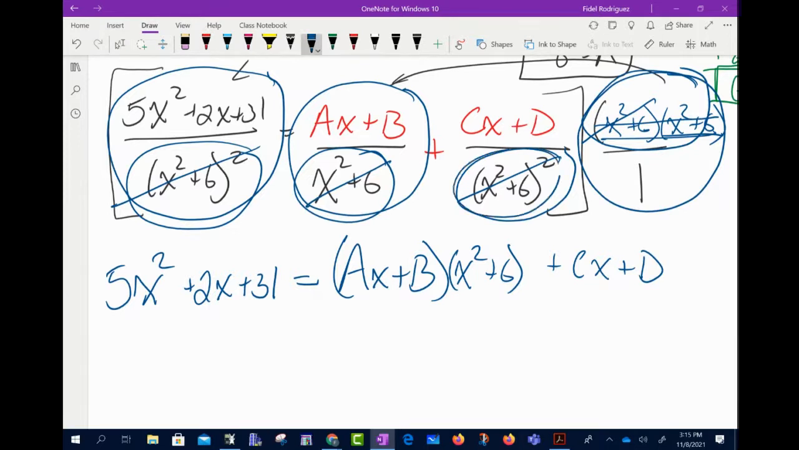So because this part is being squared, doesn't it cancel with both of them? Yeah. Okay.